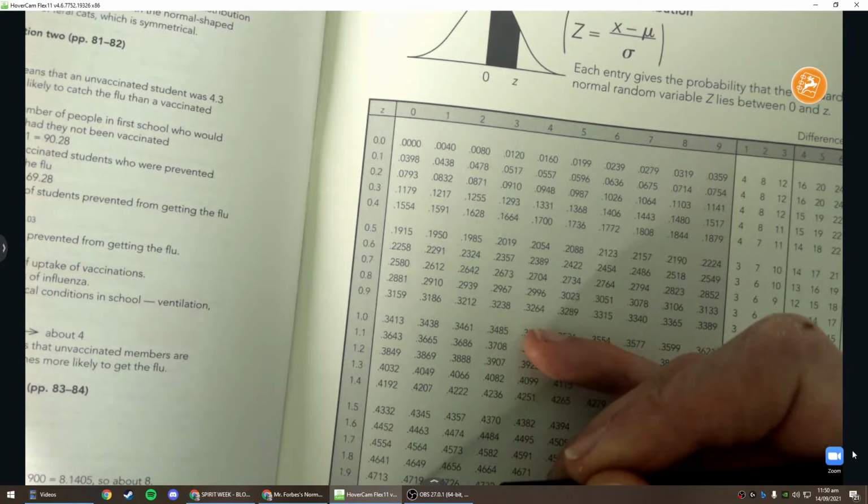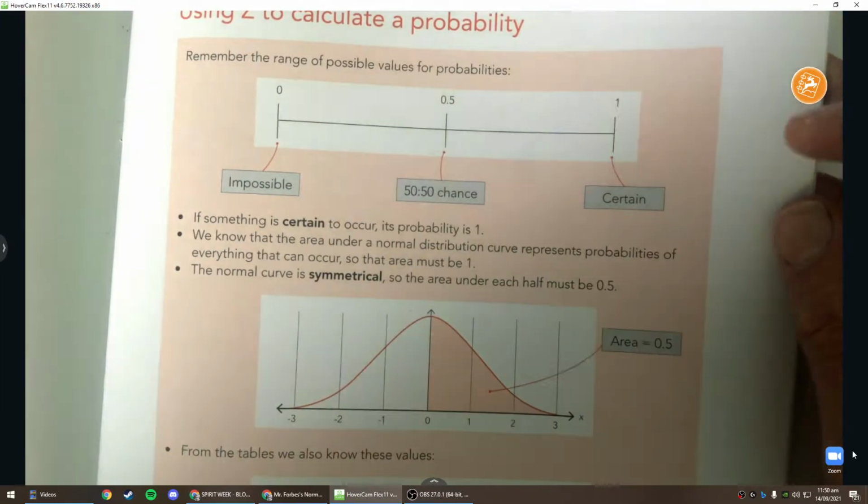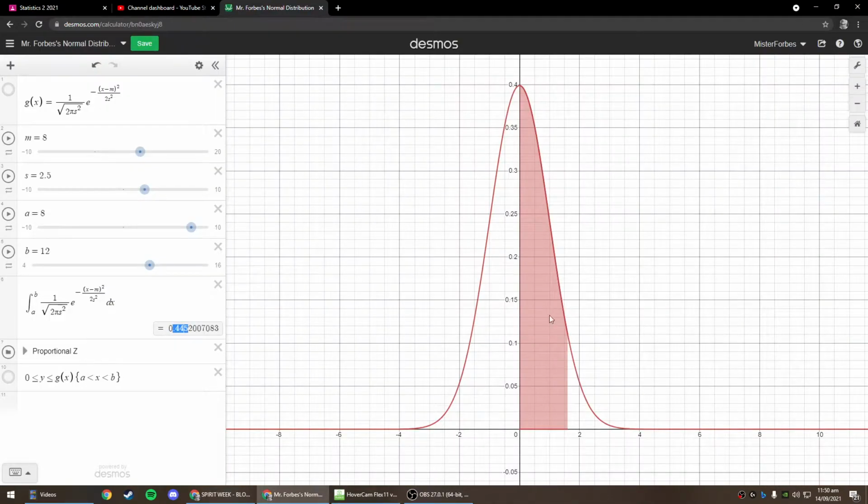Yeah, what? It should be 0.4772. Well, they think it's 0.475. Well, we're going to have to flip and check that because I don't like inaccuracies. So let's get it exact.